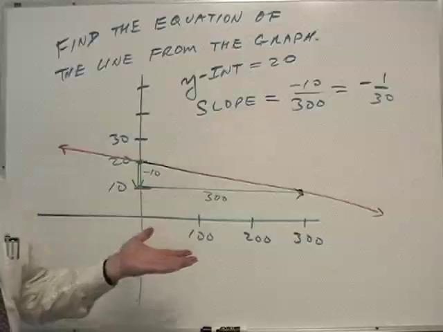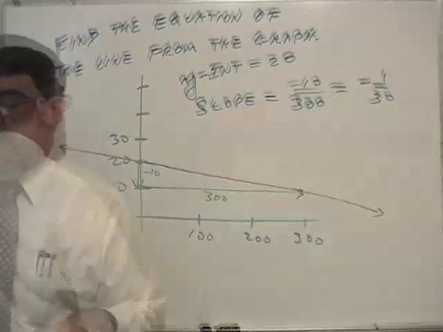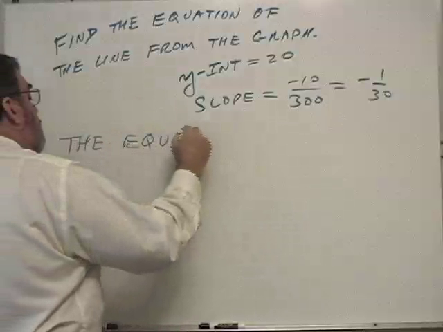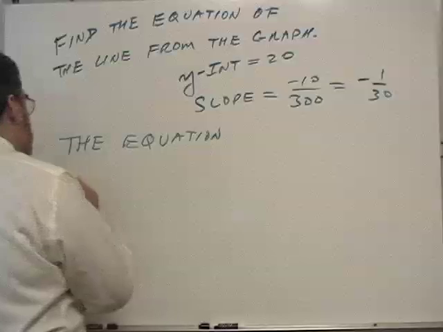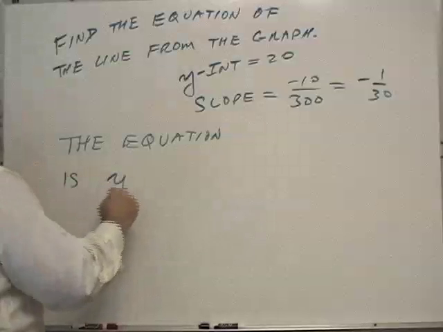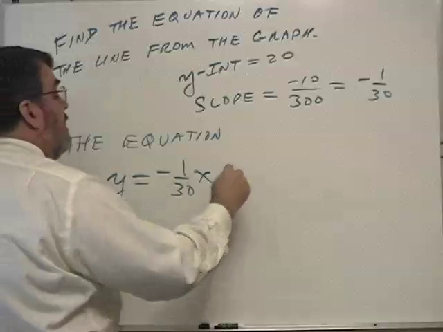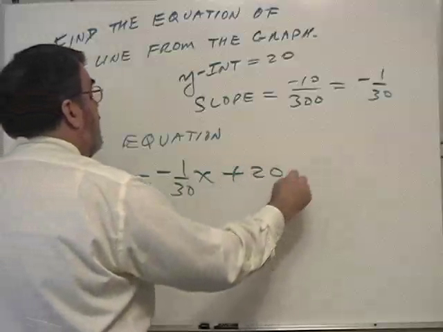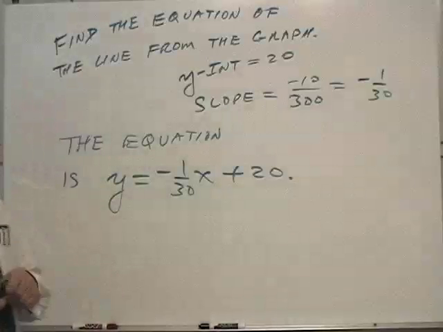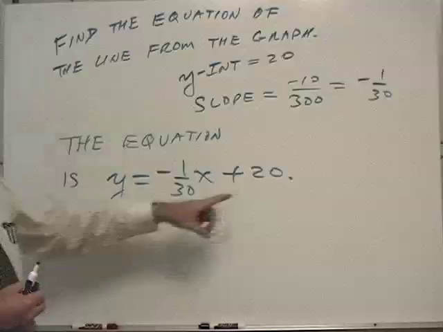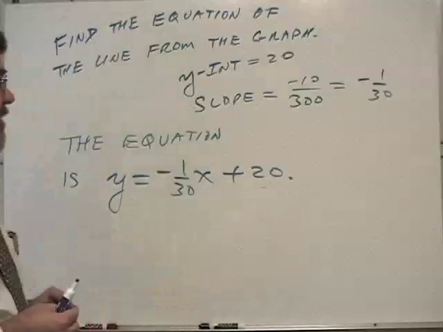So that's the information we need to write the equation of the line. Is y equals minus 1/30 x plus 20. So a little sentence answering this demand, find the equation of the line from the graph. I also put a period at the end of the sentence. That's important.